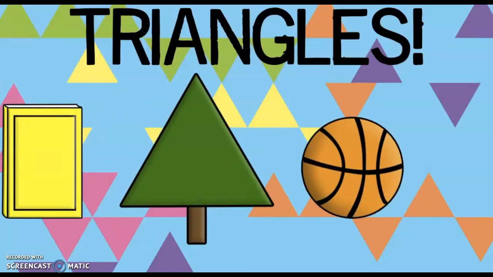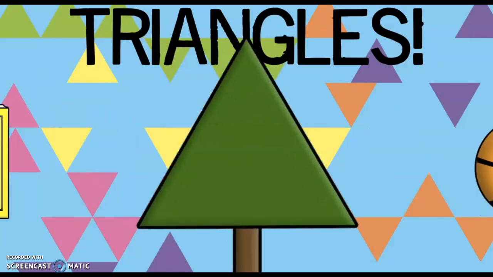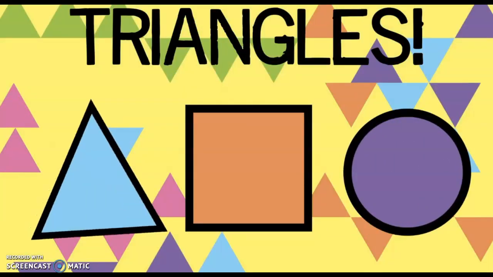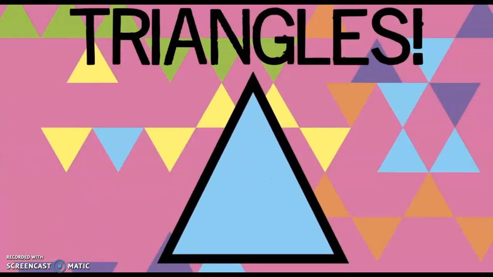Okay, let's do a little practice. Which object is the triangle? That's right, it's the tree. And what color is the triangle in this picture? That's right, it's blue. How many sides does the triangle have? 1, 2, 3.